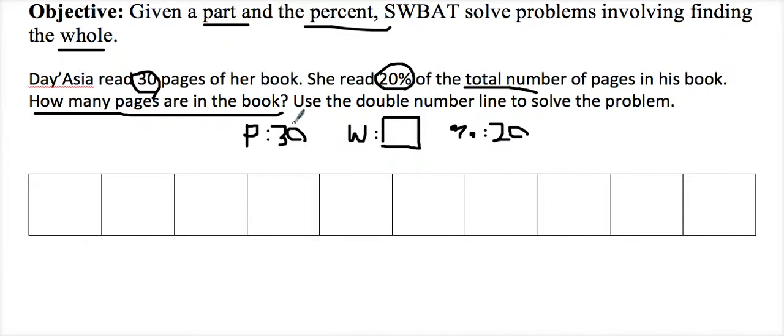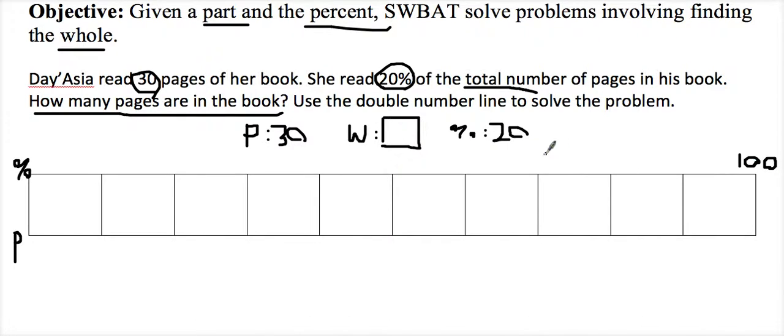Now, the next part of the problem says, use the double number line to solve the problem. What are the two units we have to make ratios with our double number line? That's right, percent. I'm always going to put percent on top, and pages. Now with percent, what is percent always out of? Sorry, it's always out of 100. So we're always going to know the end of the double number line is 100 for 100%.